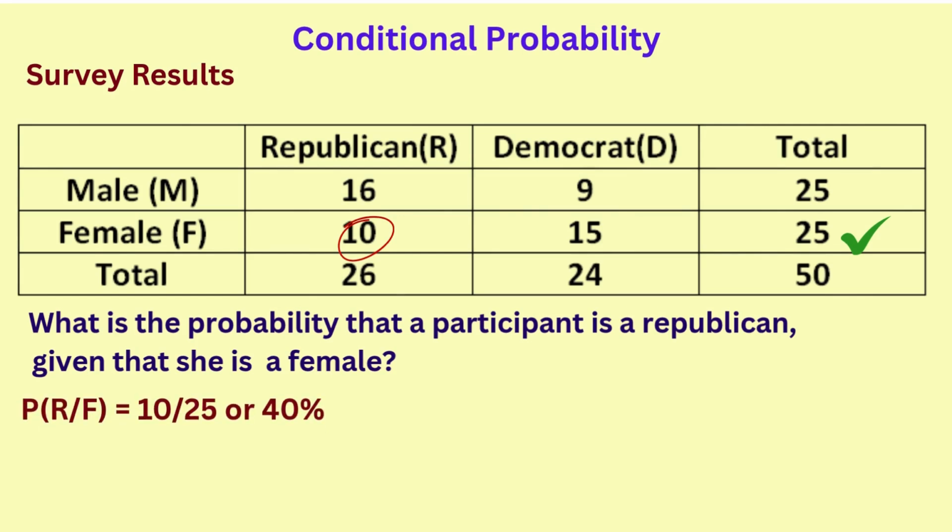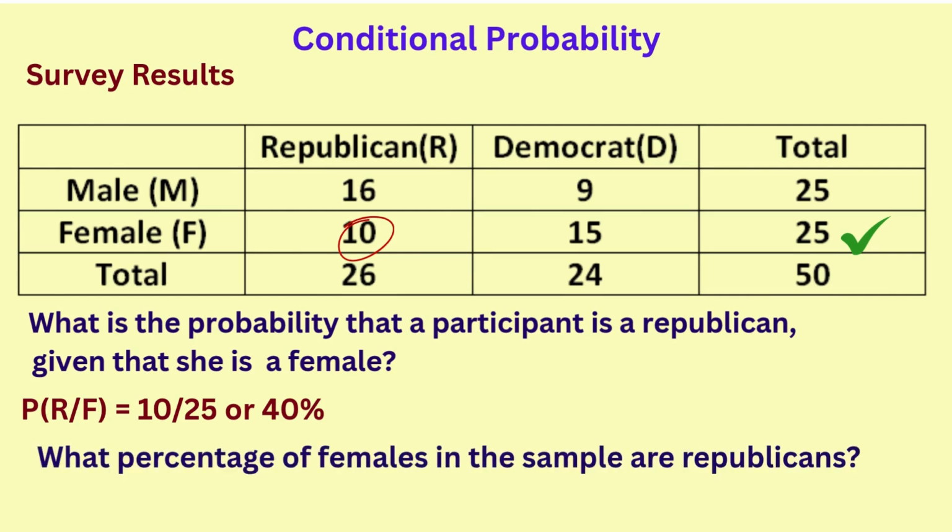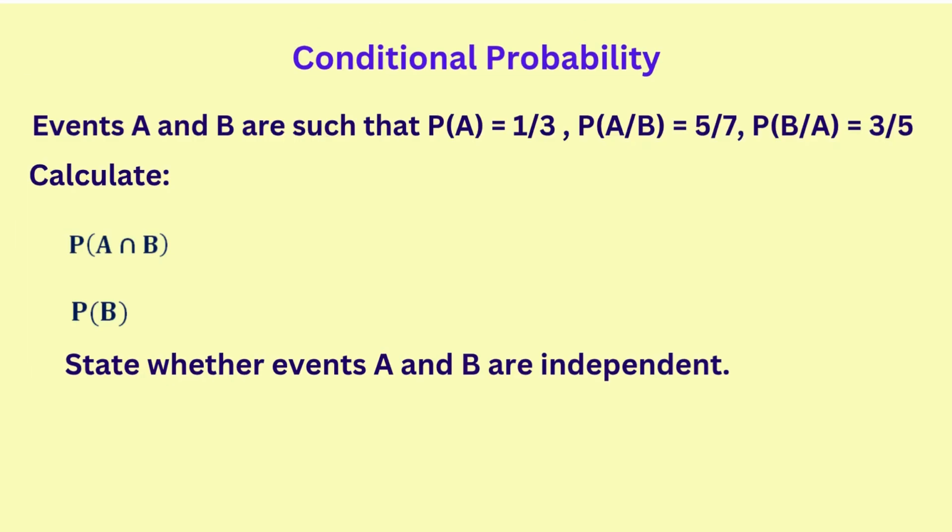By the way, the same problem could be framed as, what percentage of females in the sample are Republicans? There are 25 females, and 10 of them are Republicans, so 40% of the females are Republicans. Let's look at one final example.